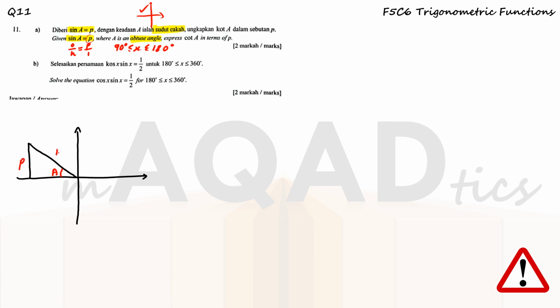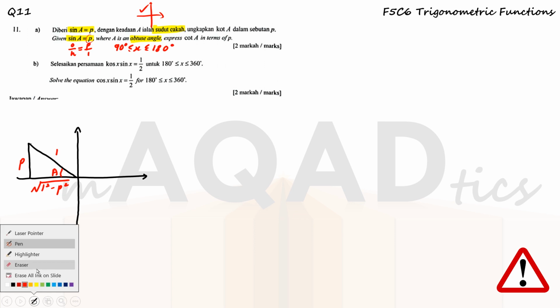hypotenuse would be 1. Okay, and since we have these two sides, we can find this side using the Pythagoras theorem. So the Pythagoras theorem would be square root of hypotenuse 1 square minus P square. Right, so 1 square is actually 1 also.